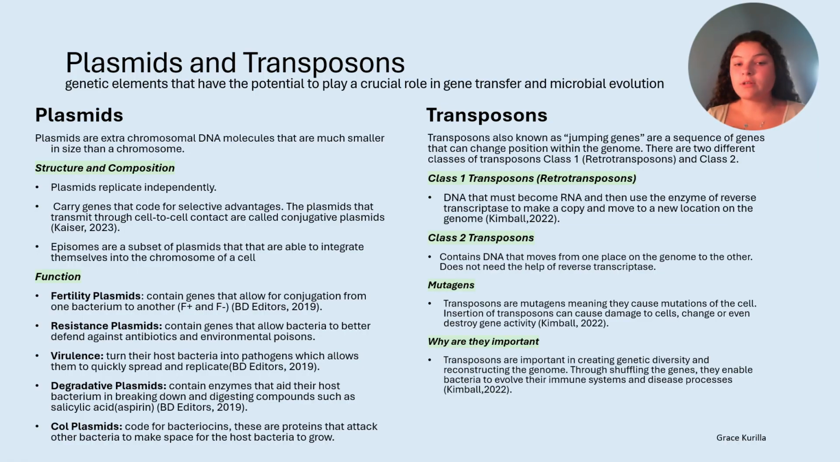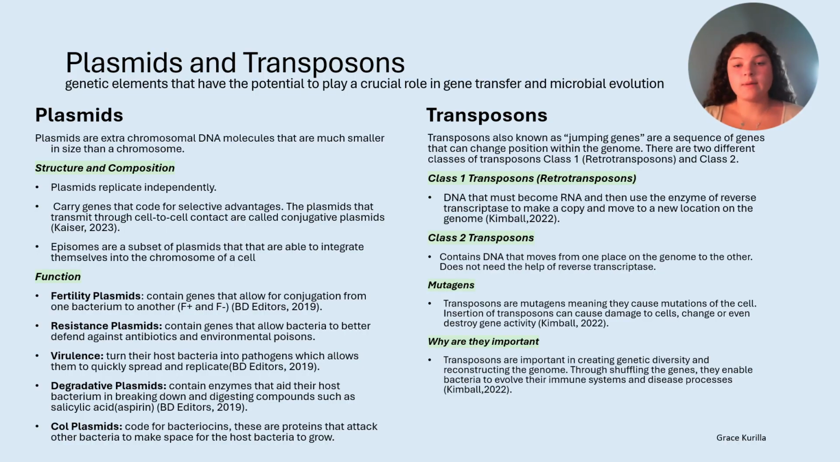First, there's fertility plasmids. These plasmids contain genes that allow for conjugation from one bacterium to another. There are also episomes, and a bacterium would be considered an F-positive bacterium if it contains an F plasmid, and an F-negative bacterium if it doesn't. The next type is resistance plasmids. These plasmids contain genes that allow bacteria to better defend against antibiotics and environmental poisons. When these plasmids conjugate with bacteria, they form drug-resistant strains of bacteria.